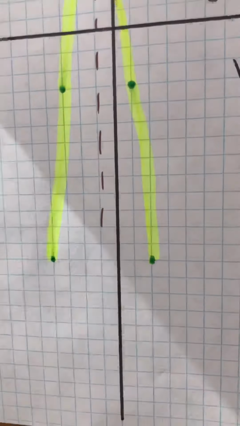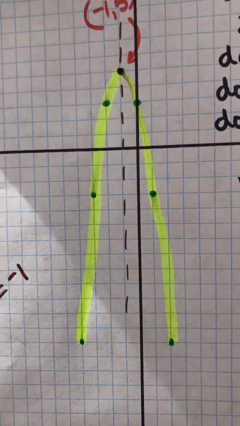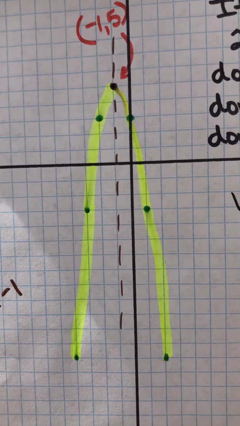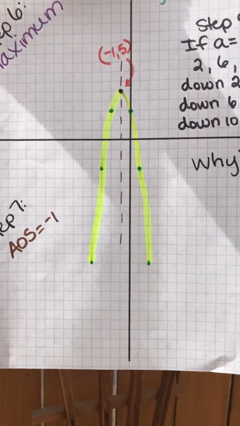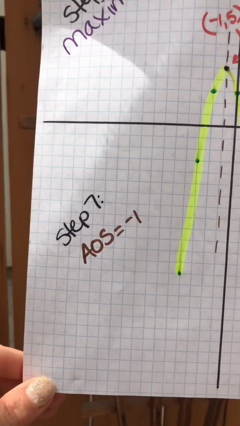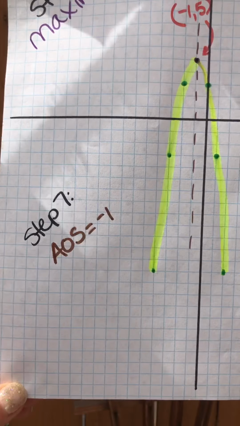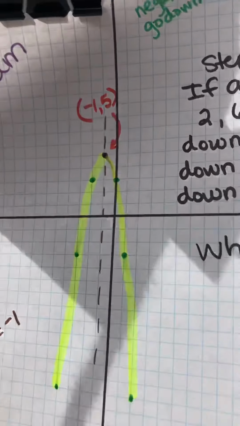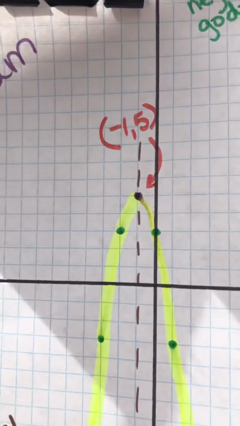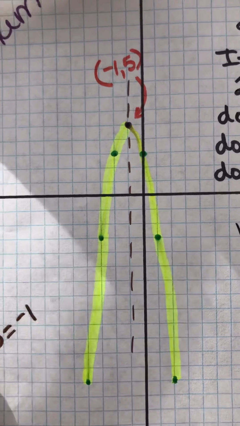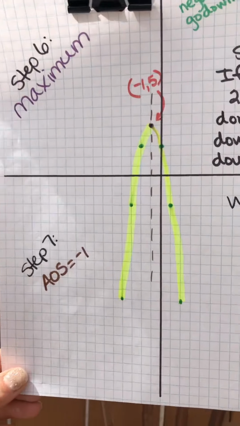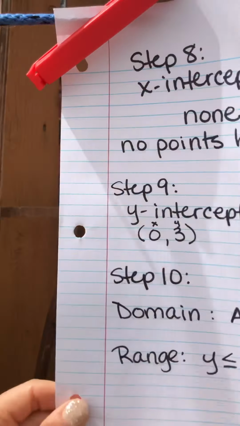Okay. Then you can draw your parabola. My parabolas are not so spectacular, but you get the point. Step 7, your axis of symmetry is -1. You see that? Okay. Let's go to step 8.